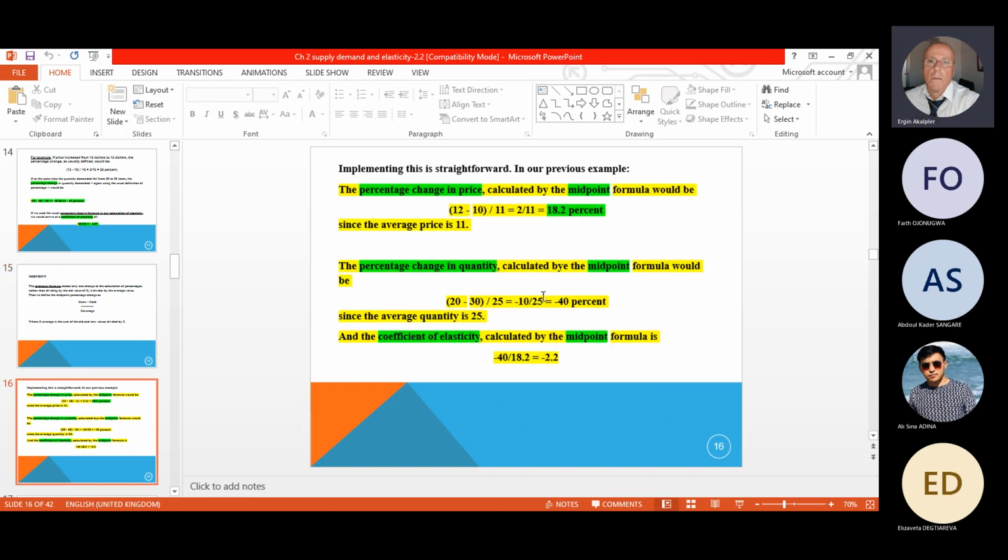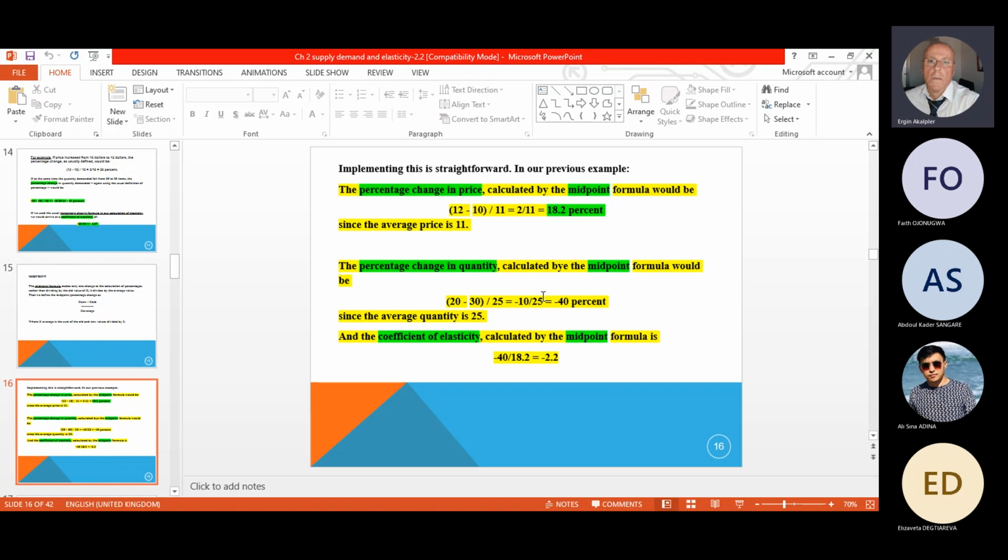Okay, then let's go to the example again. Implementing this is straightforward. In our previous example, the percentage change in price calculated by the midpoint formula would be 12 minus 10 divided by 12 plus 10, which is 22, divided by 2 is 11. Then 12 minus 10 is 2, the numerator, and 11 is the denominator. 2 over 11 is 18.2 percent, the estimated price change.